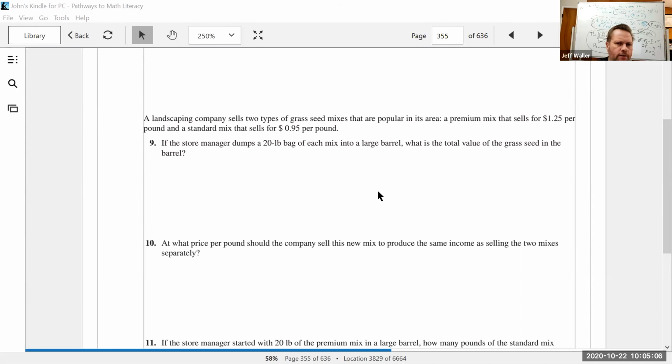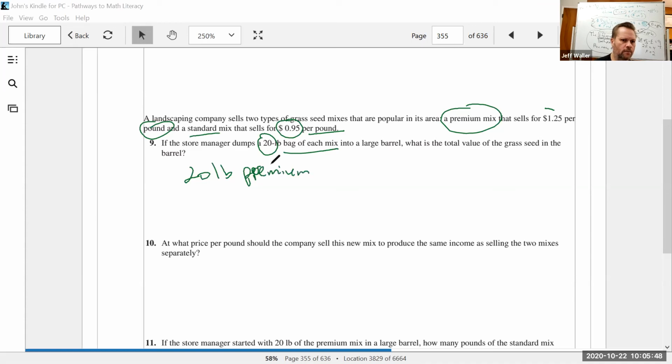So you've got to realize that this book very often asks a more basic question in the middle of other types of problems. Number 9 is not a word problem. Is there anything I don't know the value of to do number 9? I know the premium mix is $1.25 a pound, and I know the standard is 95 cents a pound, and I've got 20 of each. So if I have 20 pounds of premium mix, how much money does that represent? It's 20 times $1.25.